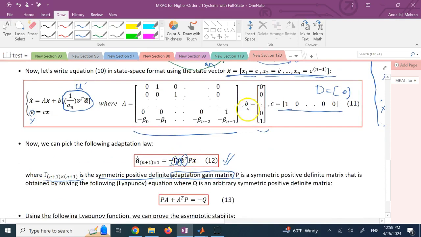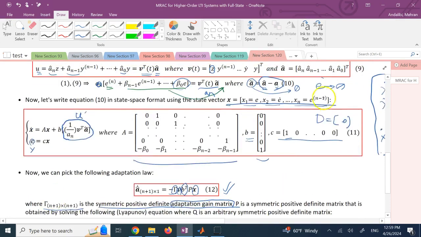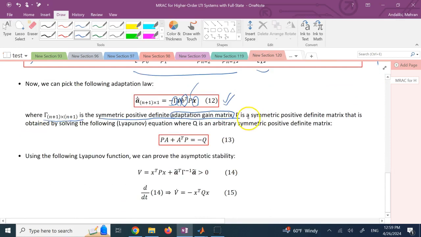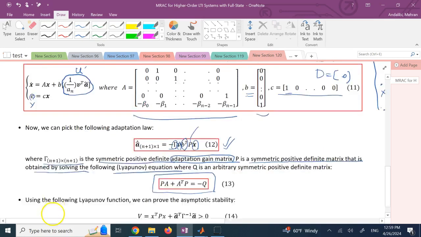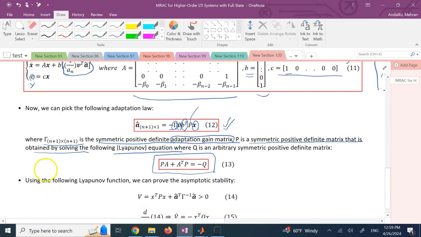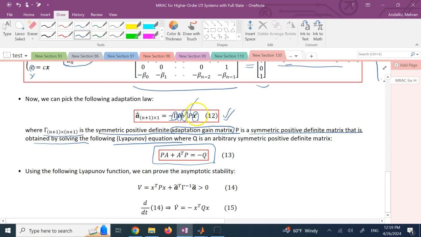Then B is this B matrix here, this X is this X here, and this P here is another symmetric positive definite matrix that you can find by solving this equation number 13, which we call the Lyapunov equation. Here, A in this Lyapunov equation is the A matrix of the system, P is the solution that you need to find and plug into 12, and Q here is again, remember, an arbitrary symmetric positive definite matrix.